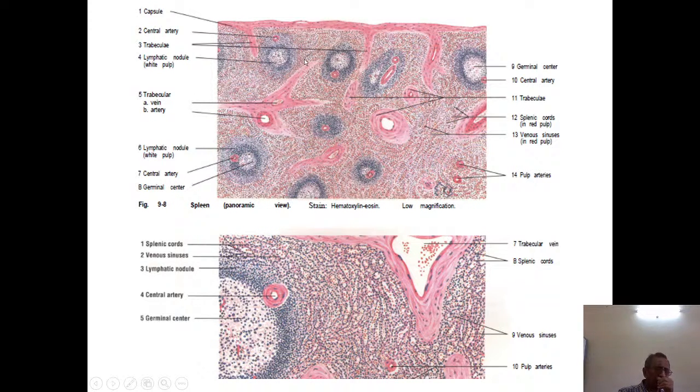Red pulp has the various contents of blood vessels and sinusoids, veins and arterioles, whereas the white pulp has a centrally placed arteriole and a number of lymphocytes surrounding the arteriole. This is the white pulp. These are the white pulps, and of course this is also white pulp, and this is the red pulp.